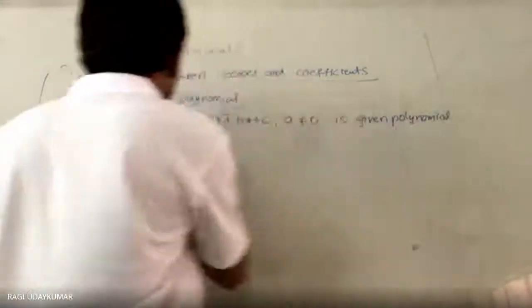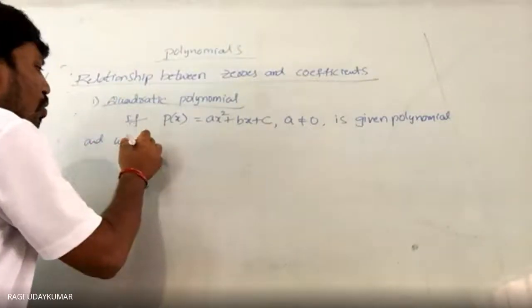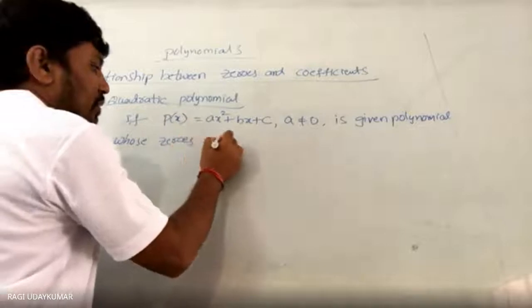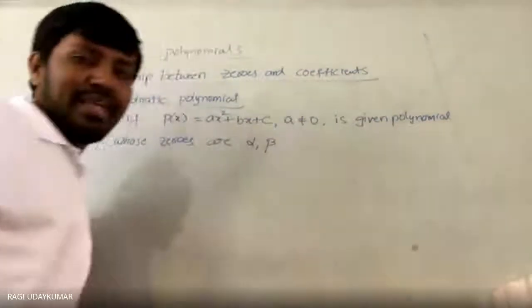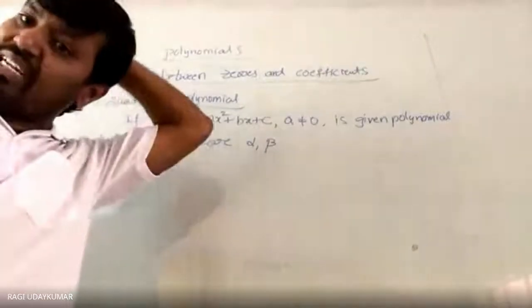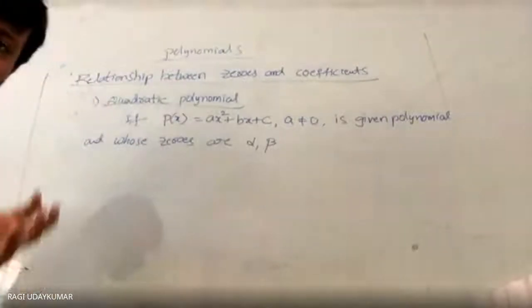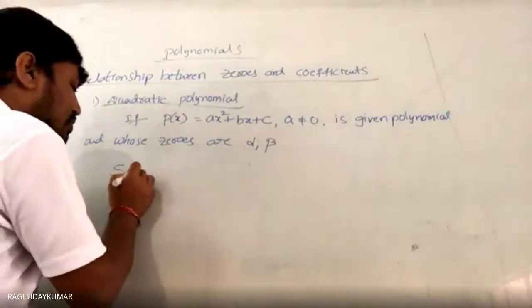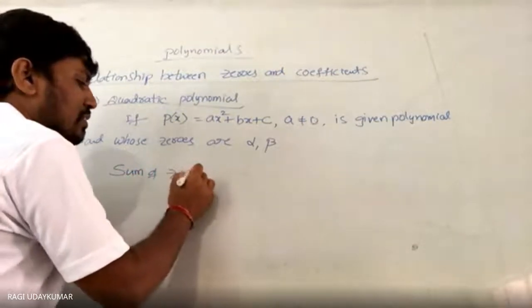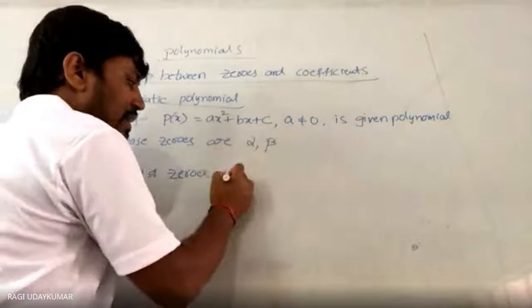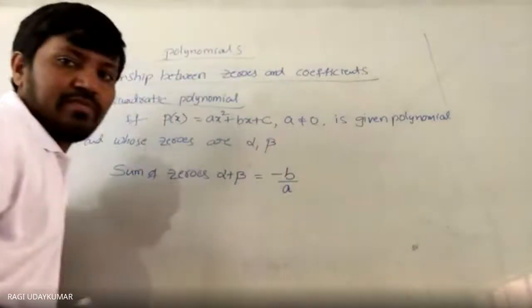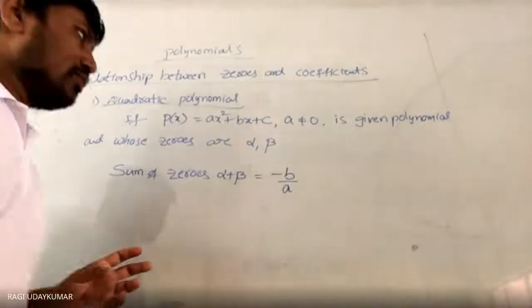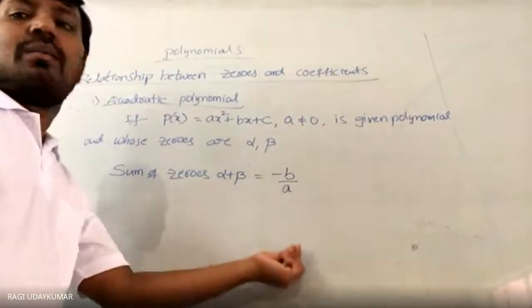It's a given polynomial, and let us consider its two zeros, alpha and beta. Then what is the relationship between these two zeros? One is the sum of the zeros. Alpha plus beta is equal to minus b by a. This is the sum of the zeros of the polynomial.